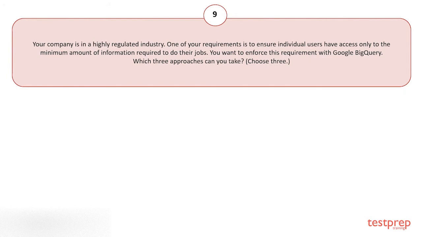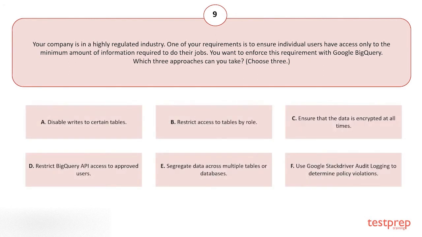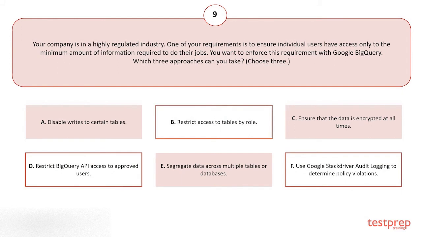Your options are A. Disable writes to certain tables, B. Restrict access to tables by role, C. Ensure that the data is encrypted at all times, D. Restrict BigQuery API access to approved users, E. Segregate data across multiple tables or databases, F. Use Google Stackdriver audit logging to determine policy violations. The correct answers are option B, D, and F.